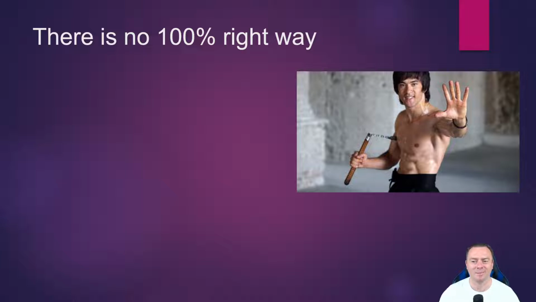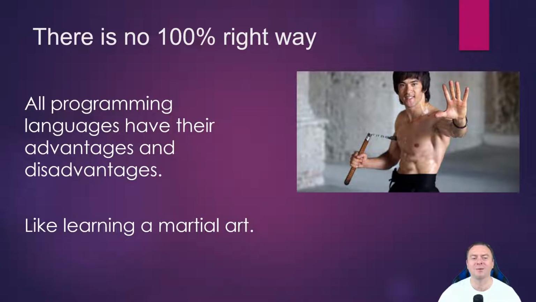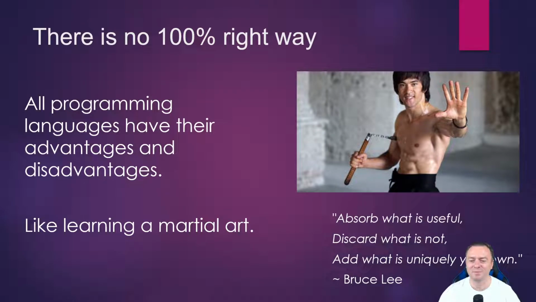You probably know Bruce Lee. There is no 100% right way of using a programming language. All programming languages have their advantages and their disadvantages. So I liken this to learning a martial art, and here's the quote that I love: absorb what is useful, discard what is not, and then add what is uniquely your own. So the whole goal behind this is to put in what is useful for you when you're learning how to code, and make sure you absorb that in. There's going to be different ways that I do it that might not necessarily be the same way that you do it. It's up to you to work out how that's going to work.